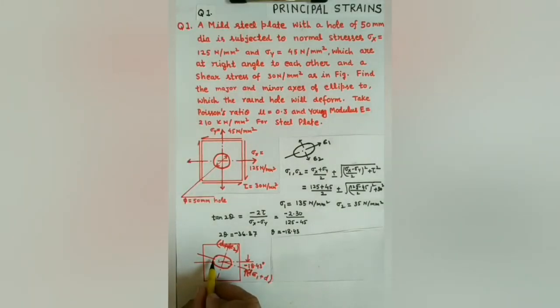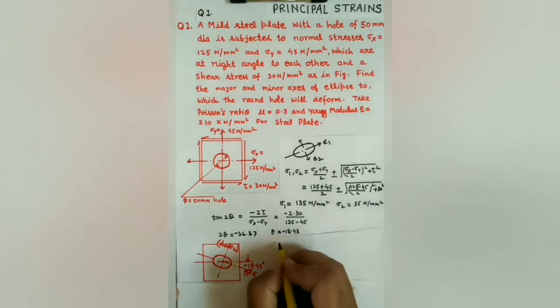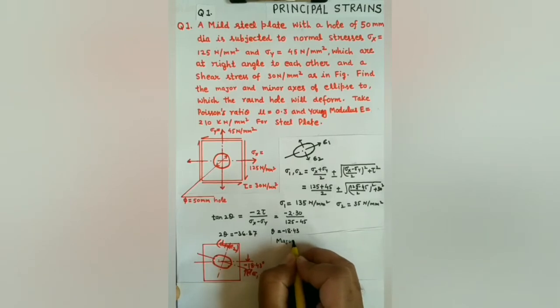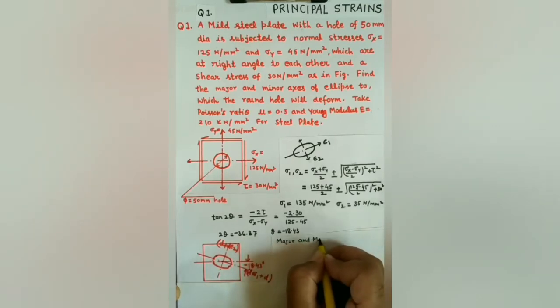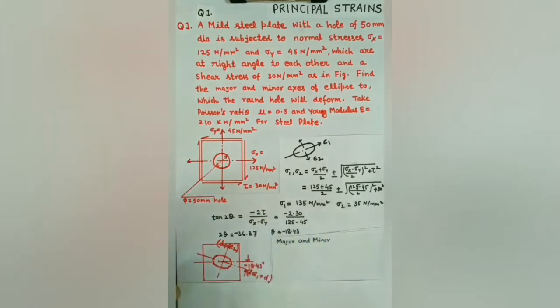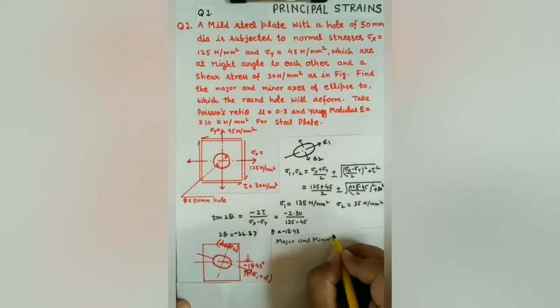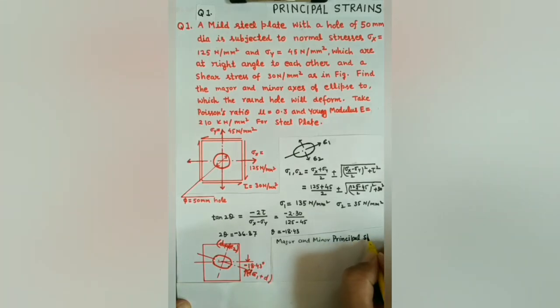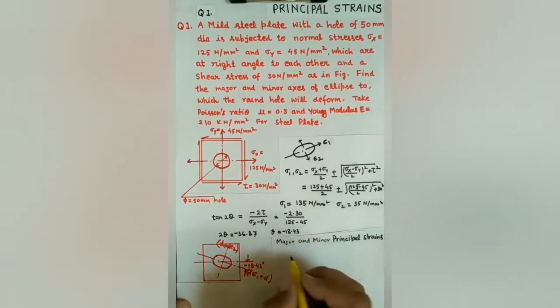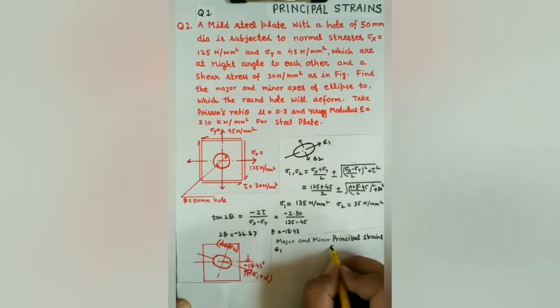The length of the major axis will be d plus epsilon 1 d and the length of the minor axis of the ellipse will be d plus epsilon 2 d. So let's find out the major and minor principal strains epsilon 1 and epsilon 2.